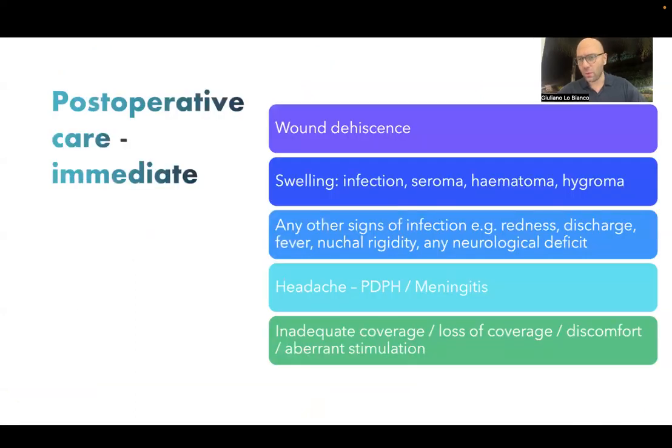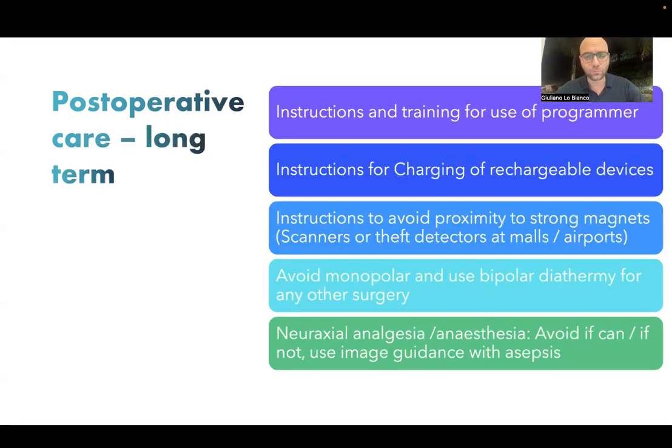So in the postoperative care, we can divide into the immediate period, where we can have wound dehiscence, swelling with infection, seroma, hematoma, or hygroma, and any other signs of infection such as redness or fever or nuchal rigidity, which it is very important to focus on. And also we can have headache, which can be because of postural puncture headache or meningitis, and of course inadequate coverage, or loss of coverage, or discomforts, or aberrant stimulation.